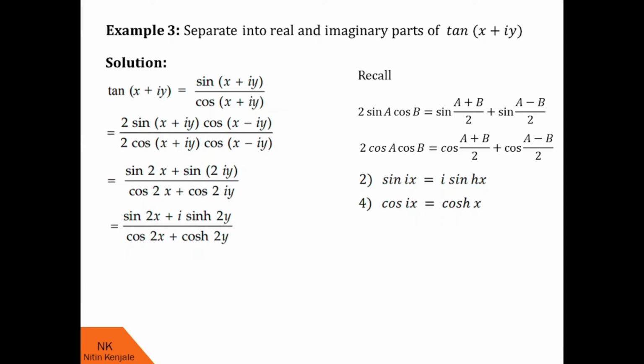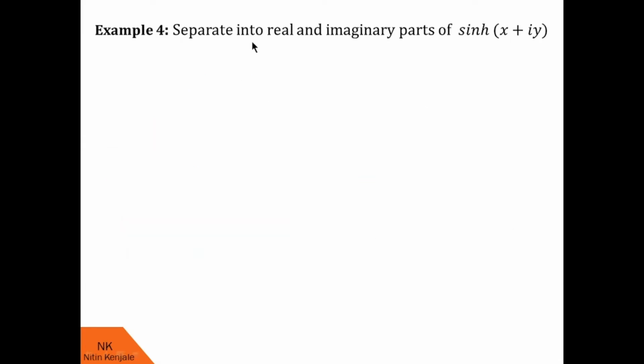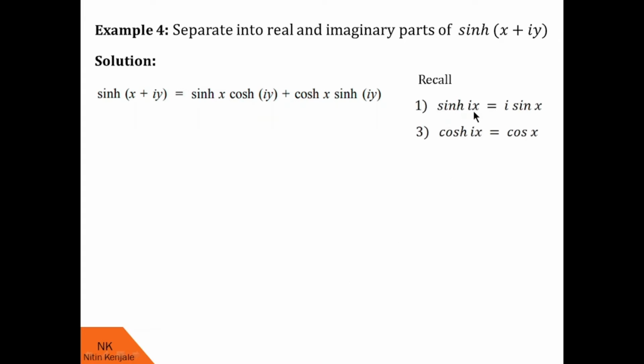Now let us proceed with example number 4. Here we are asked to separate into real and imaginary parts of sin h of x plus iy. Let us see its solution. Sin h of x plus iy can be expanded as sin h of x into cos h of iy plus cos h of x into sin h of iy. Here I would like to recall the relationship between circular and hyperbolic functions, which is sin h of ix is equal to i sin x and cos h of ix is equal to cos x. So this cos h of iy can be written as cos of y, and sin h of iy can be written as i sin y, like this.